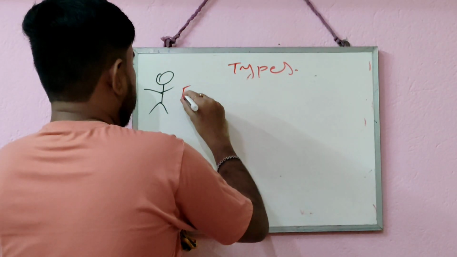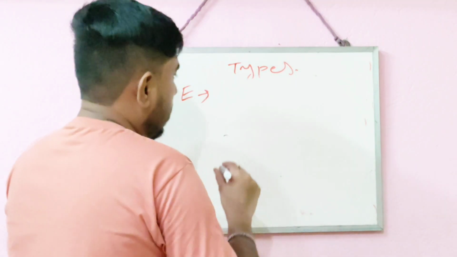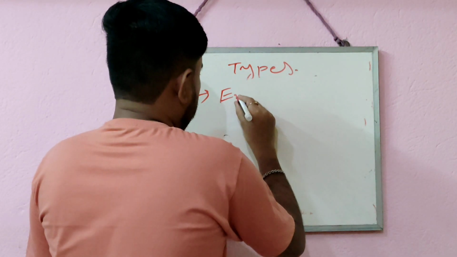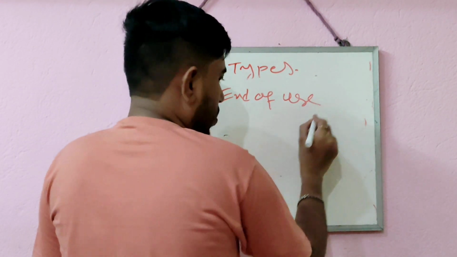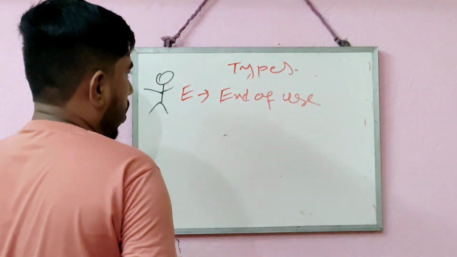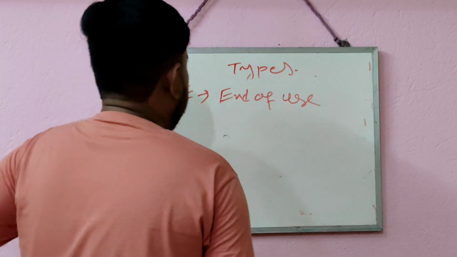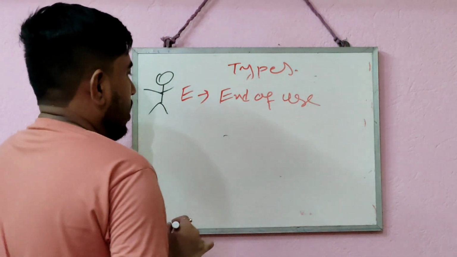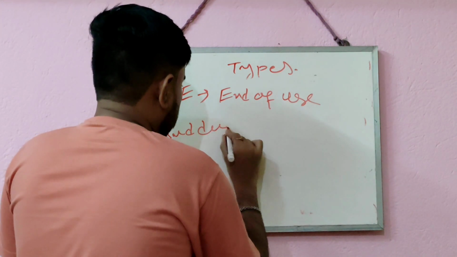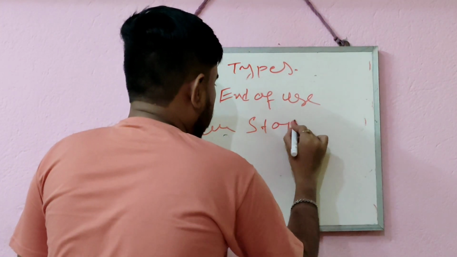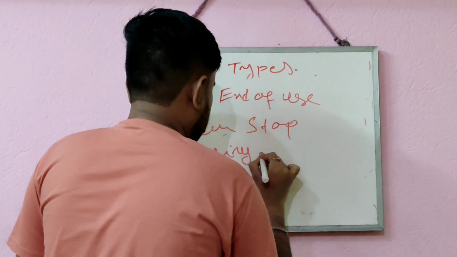Then E. The next type of adverse drug reaction is E, called end of use. What is the cause of that adverse drug reaction? That E type of adverse drug reaction is due to the sudden stoppage of using a drug.